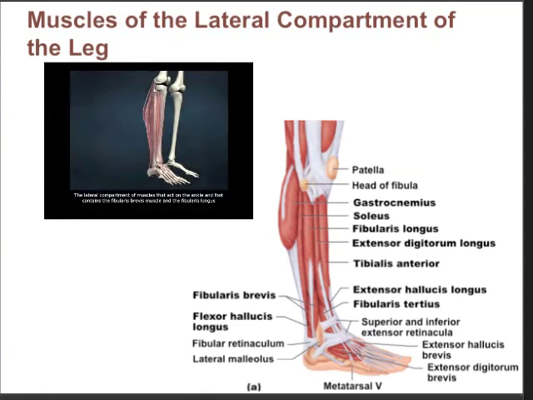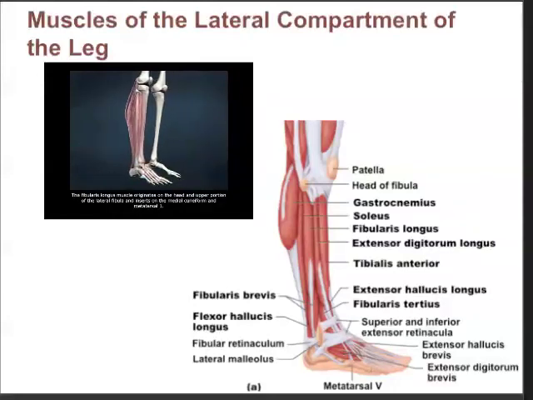The lateral compartment of muscles that act on the ankle and foot contains the fibularis brevis muscle and the fibularis longus muscle. The fibularis brevis muscle originates on the lateral surface of the fibula and inserts at the base of metatarsal 5. The fibularis longus muscle originates on the head and upper portion of the lateral fibula and inserts on the medial cuneiform and metatarsal 1.